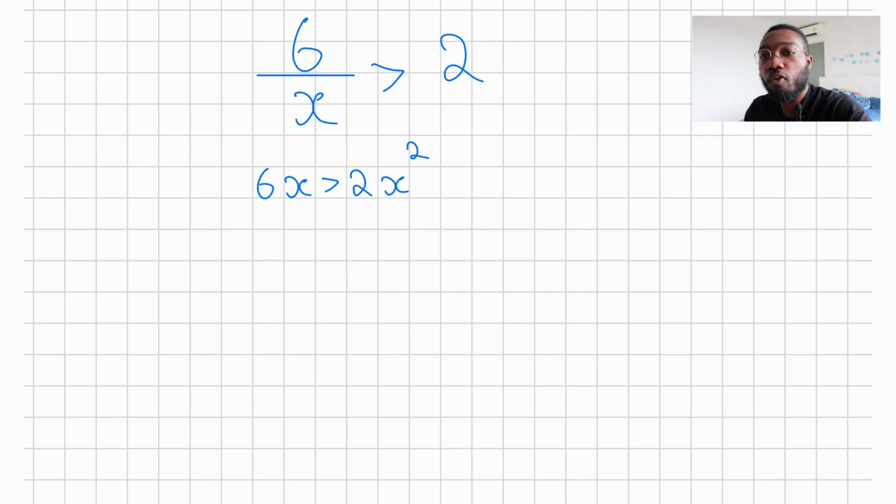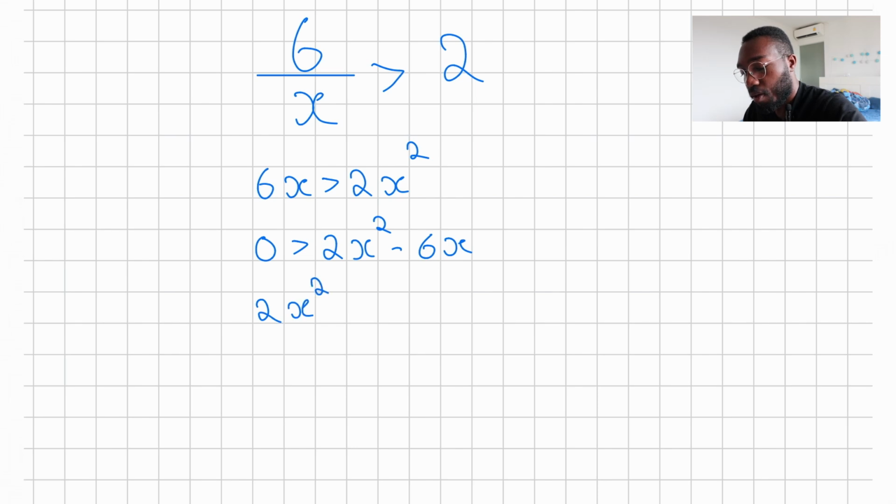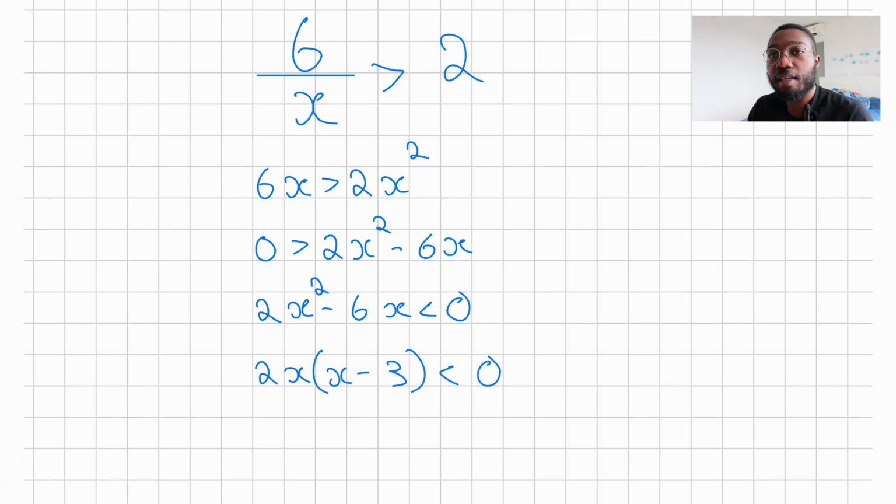And then we can just solve like normal. What I will do here is bring that 6x to the other side. So we get 0 on this side is greater than 2x squared minus 6x. Now I'll rewrite this as 2x squared minus 6x is less than 0. I've just moved it to the other side, and now we can just factorize. We factorize, we get 2x in brackets x minus 3, and that is 0.